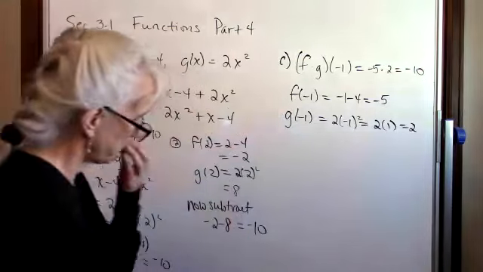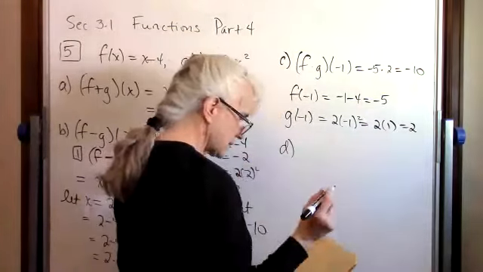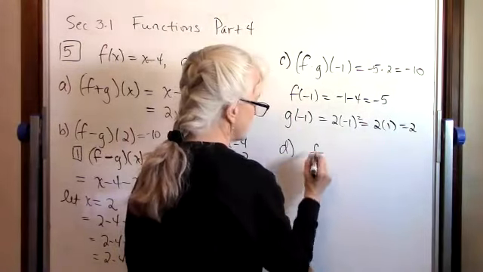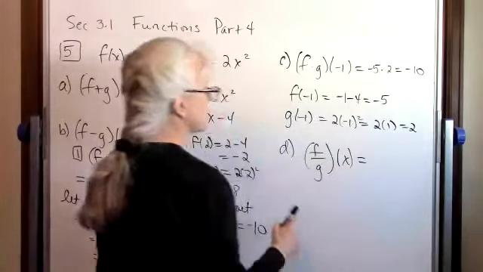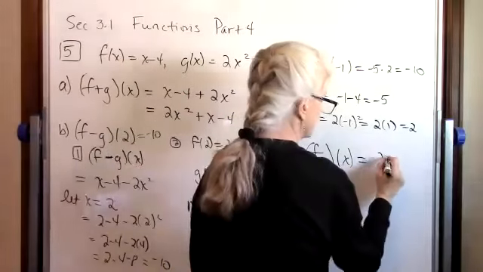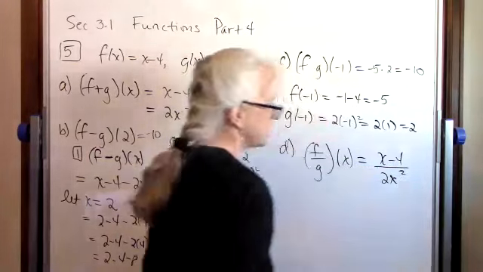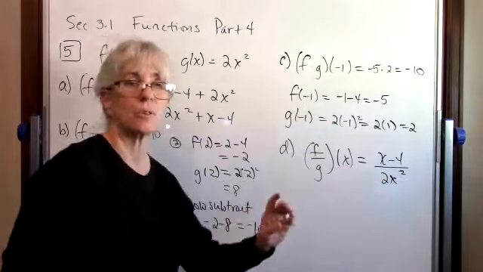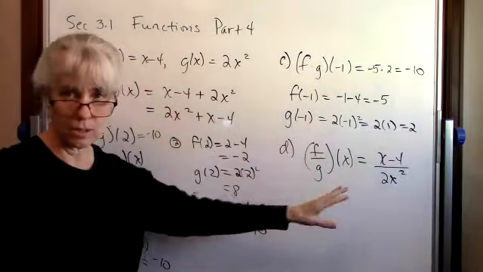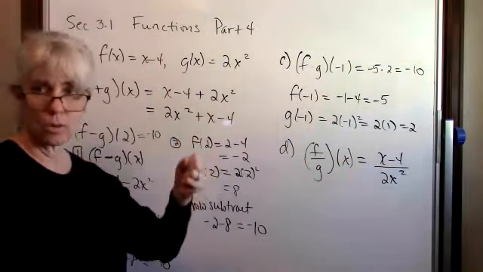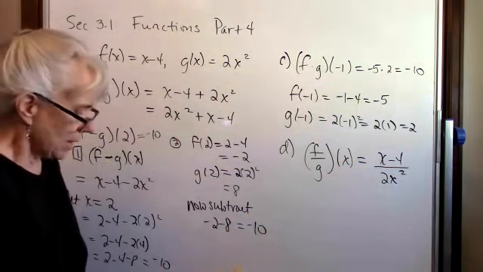So part D on that problem asks us to find f divided by g of x. Well, it's easy enough to do. So we're going to take f, which is x minus 4. We're going to put it over g, which is 2x squared. There is nothing else we need to do. And because they don't give me a number, I'm done. So notice on A and D, they gave me just an x, so you don't do anything else to it. On B and C, they're asking us to evaluate that combined function at a number, so we had to plug it in.